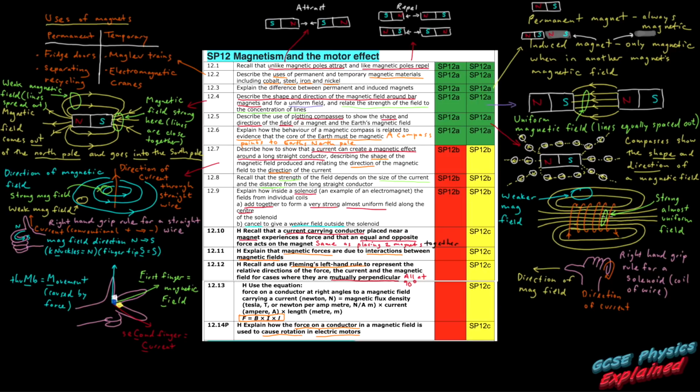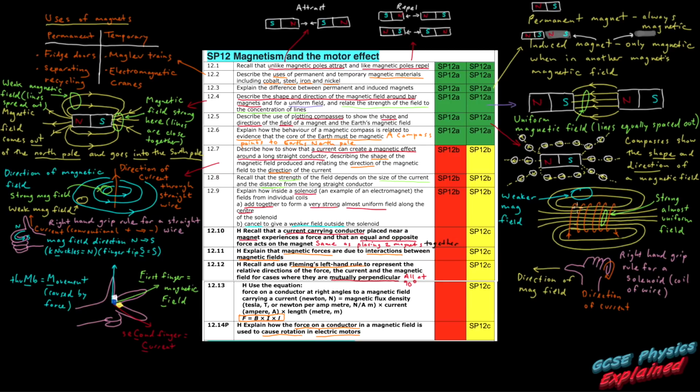And you'll notice, yes, it's nearly uniform because these yellow lines that I've drawn for the magnetic field are nearly parallel to each other. Notice that the right hand grip rule for the solenoid is different to the right hand grip rule for a straight wire. The thumb this time doesn't represent the current, it represents the direction of the magnetic field, and the fingers this time represent the current, where the current's going.